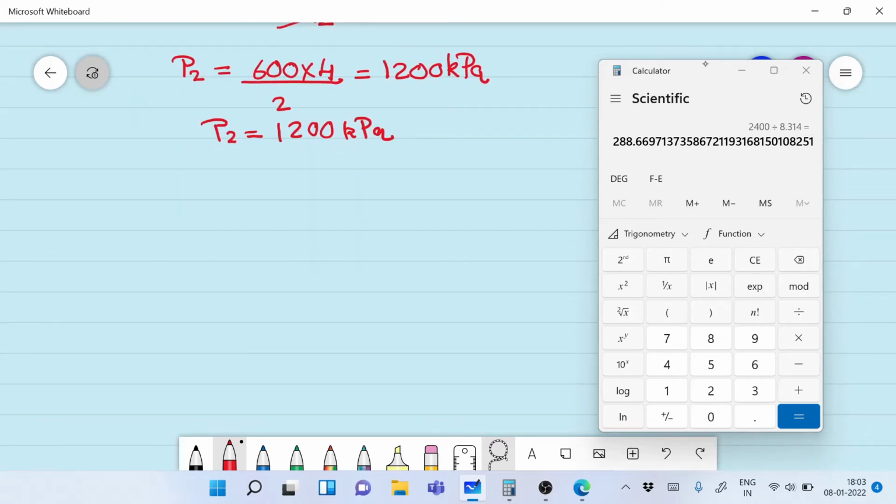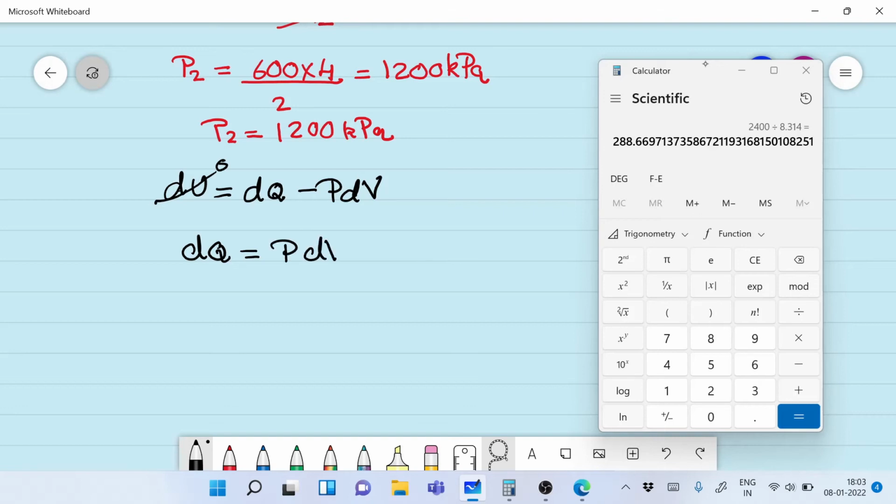Now, if we apply the first law to this closed system, we get dU is equal to dQ minus P dV, where minus P dV is the work done. The change in internal energy is zero since the temperature initially and finally are the same. So what we have is dQ is equal to P dV.